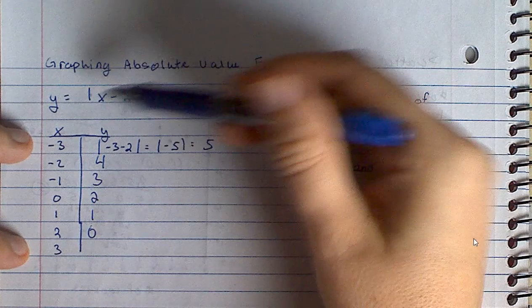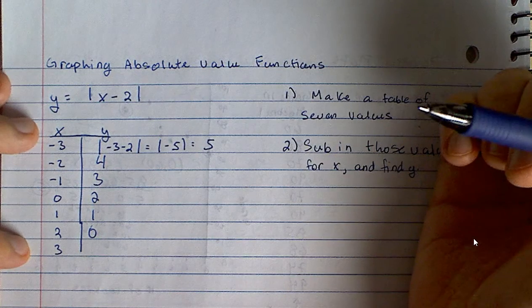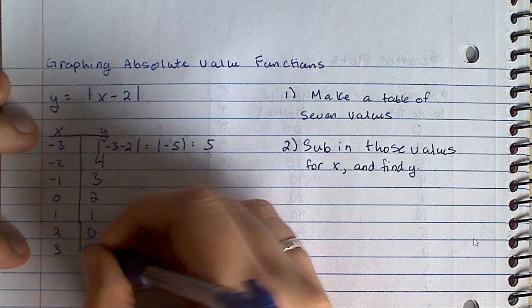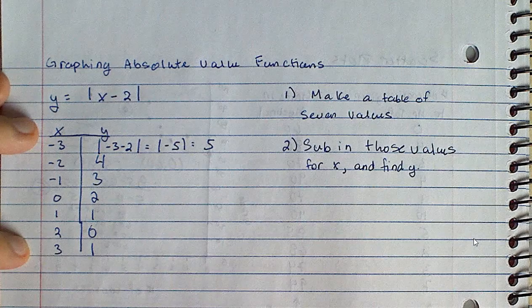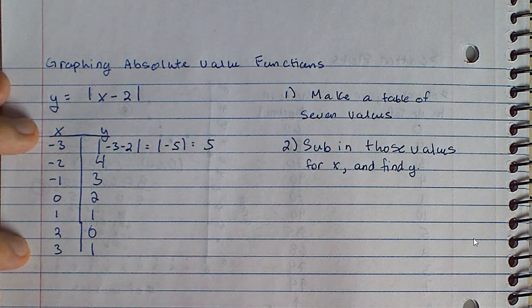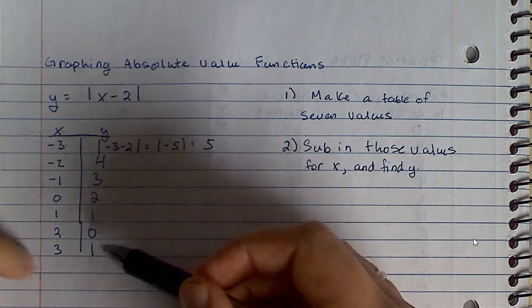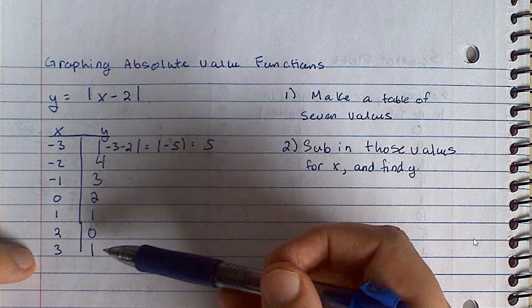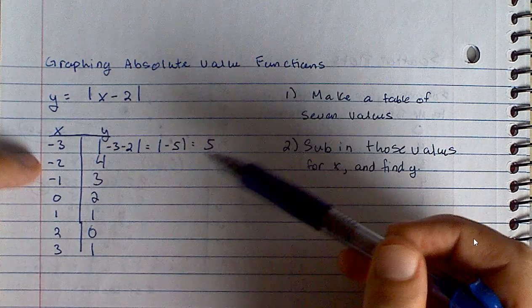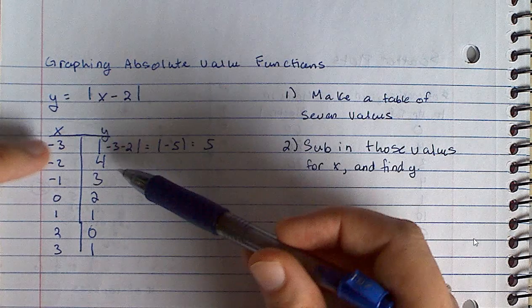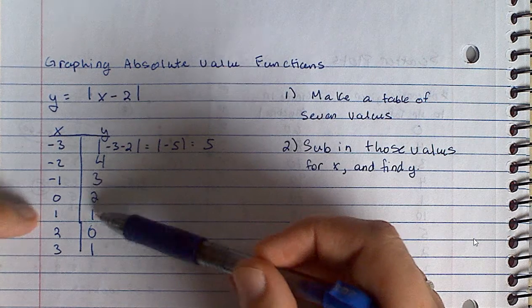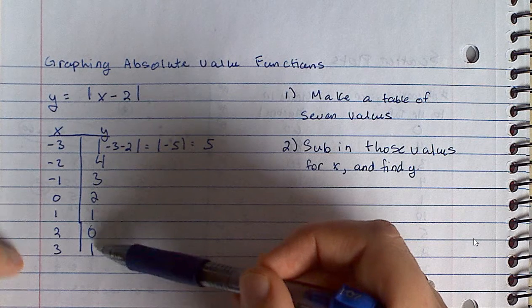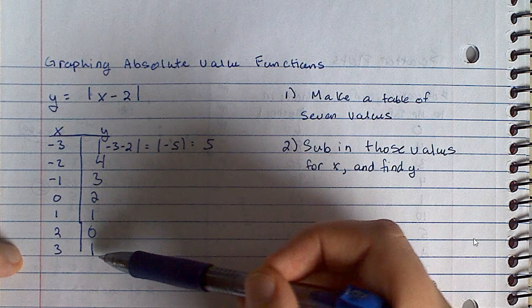What's 3 minus 2? And what's the absolute value of 1? Not negative 1, just 1. And so you would expect this value here to end up being negative 1, right? Because you had this nice pattern going where you went 5, 4, 3, 2, 1, 0. You would expect this to be negative 1, but it's not.